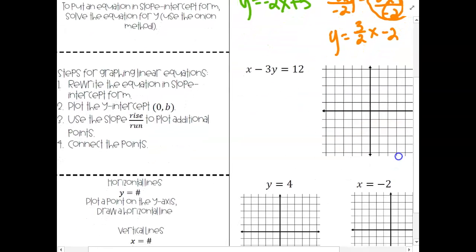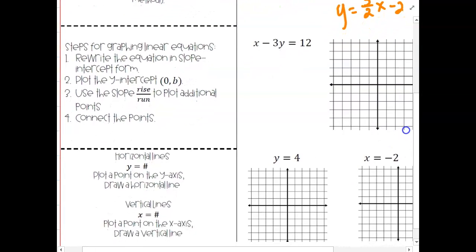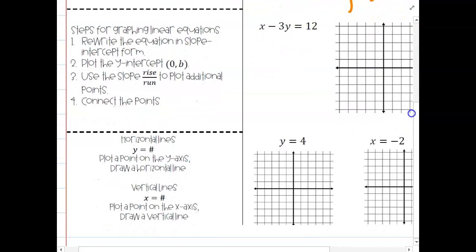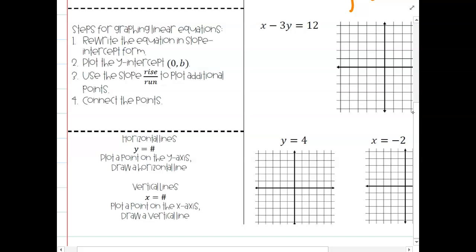Okay, so graphing linear equations. Super simple, 3 steps. Well, kind of 4. First thing, you have to write the equation in y equals. That's the number one thing. It has to be in y equals.